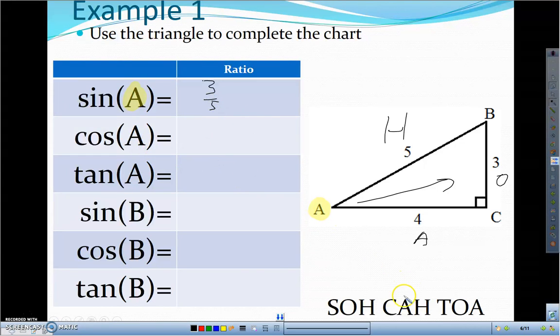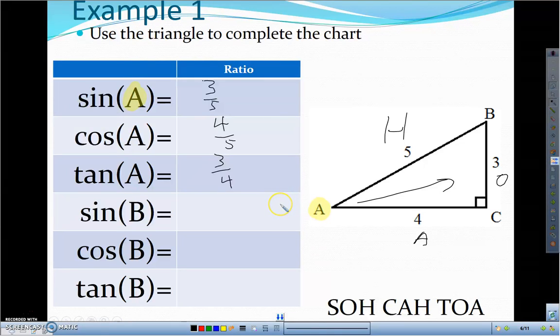Cosine A is equal to adjacent over hypotenuse. So 4 is the adjacent side over the hypotenuse, which is 5. Tangent A is going to be equal to opposite over adjacent, so 3 over 4. It's also used for finding slope, you could say.